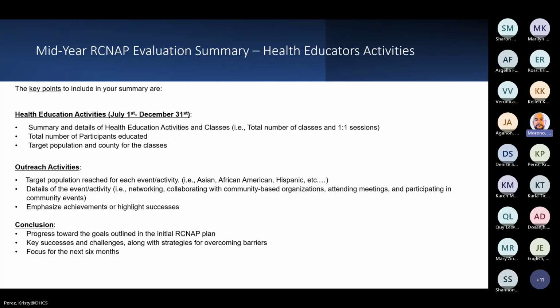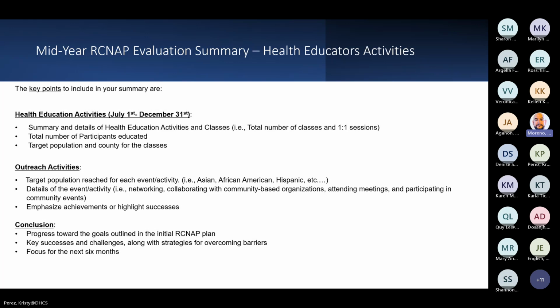In the summary, please clearly distinguish between the classes and one-on-one sessions. Be sure to highlight key outcomes, successes, challenges, and any other relevant details. In the outreach portion, in this section, please provide a detailed description of each event or activity. Include information about the target population reached and the name of the organization you collaborated with. Outreach activities may include networking, partnering with community-based organizations, attending meetings, and participating in community events.